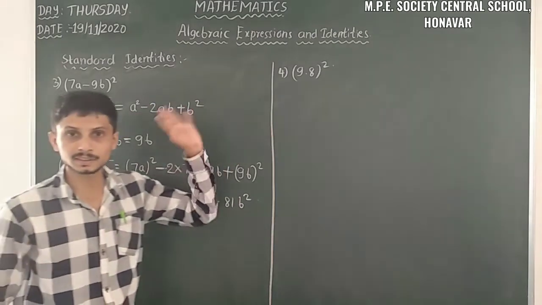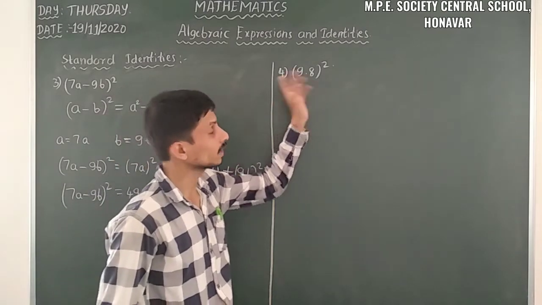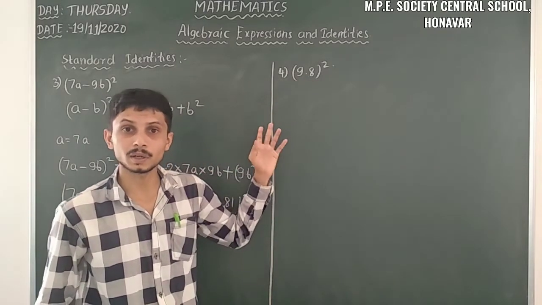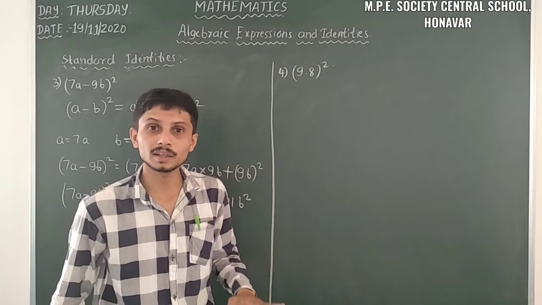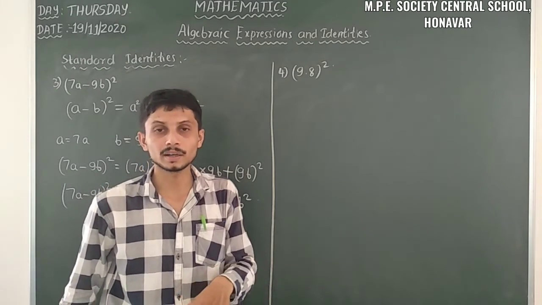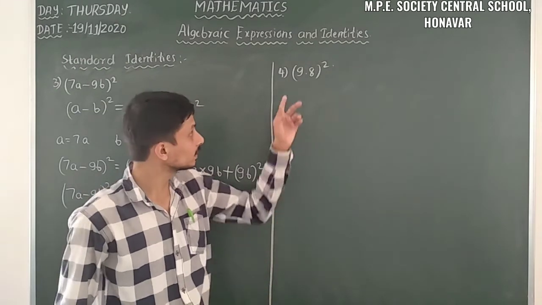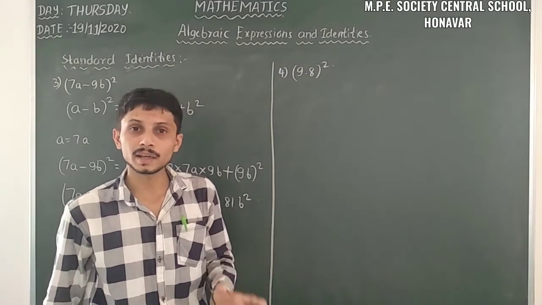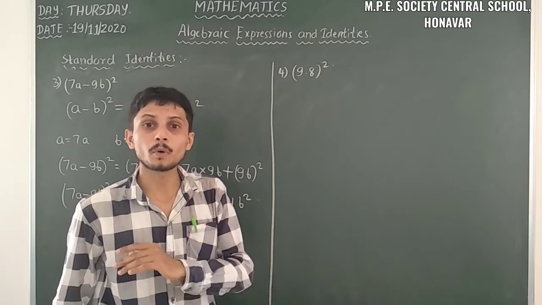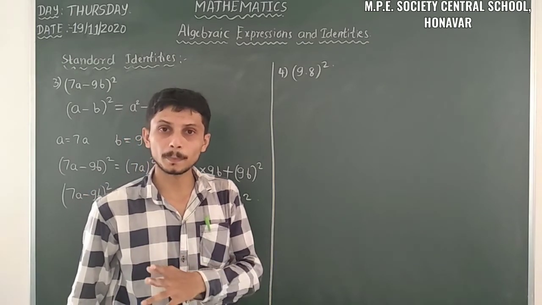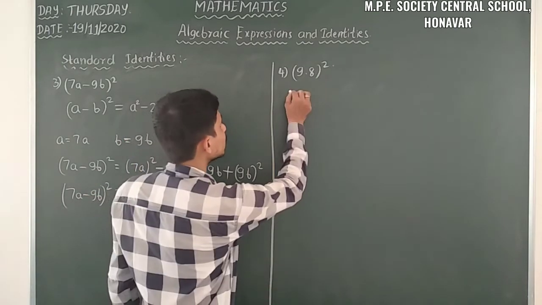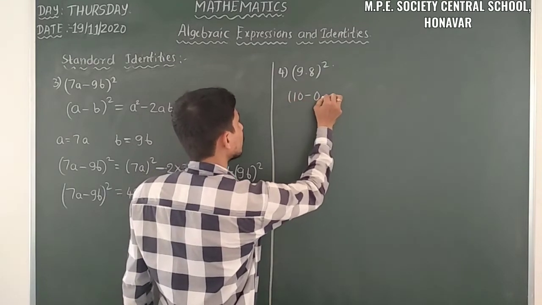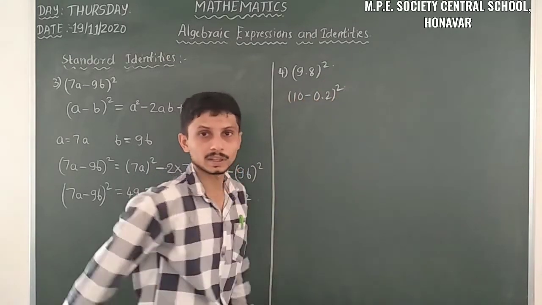Then let us take the next question. Here it is 9.8 whole square. It is not 98 square. If it were 98 square, then we could take 100 minus 2 whole square. But here it is 9.8 whole square, so we can take it as 10 minus 0.2 whole square.